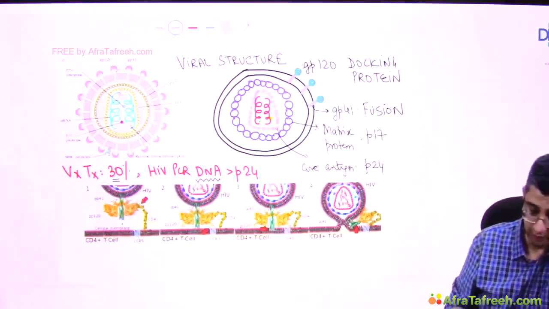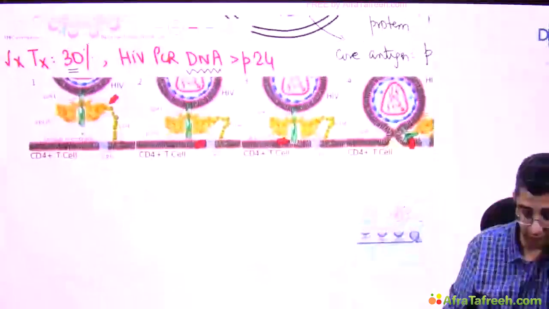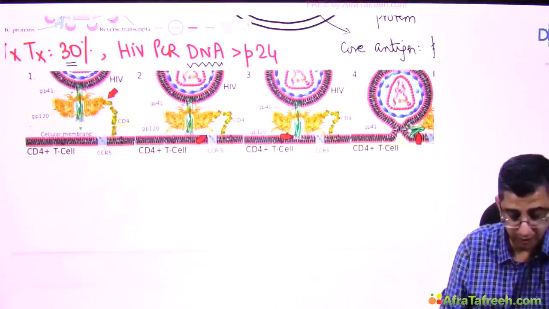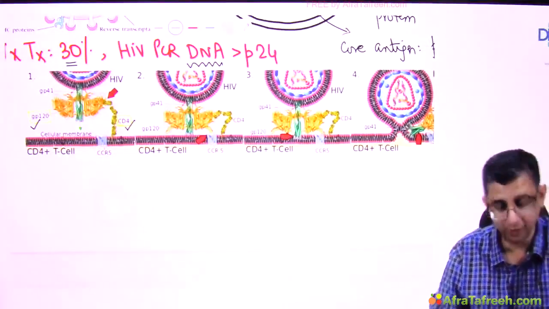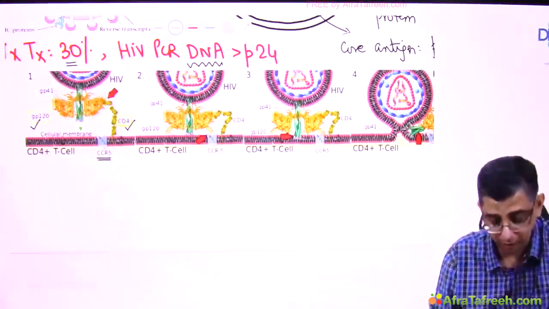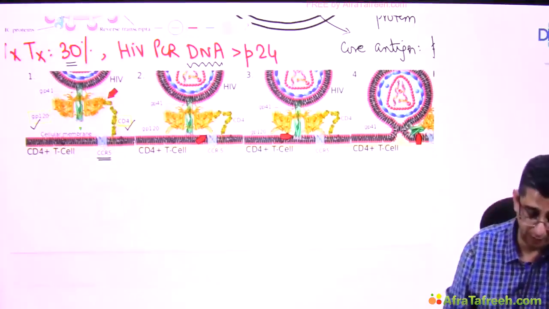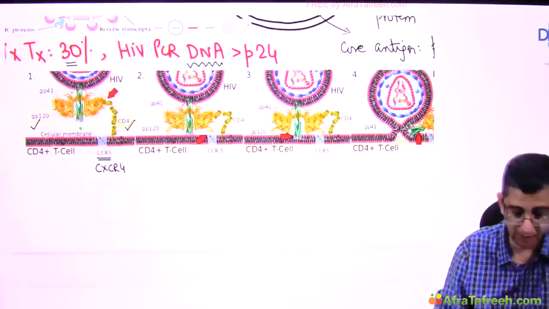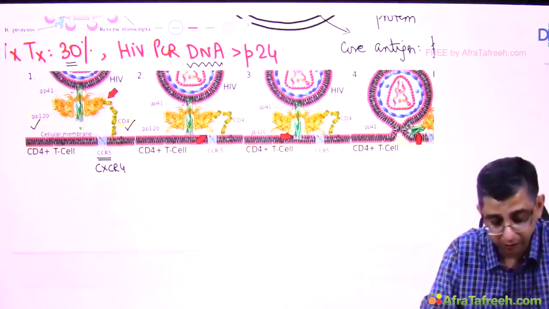So let's have a look at these four diagrams which are shown here before you. In the first one you can notice that GP120 is attaching to the CD4 receptor on the cell. Along with this, you can also notice a co-receptor. The co-receptor that is present here is called CCR5. In fact, there are two co-receptors which are to be remembered. One is CXCR4, second is CCR5, and they are present on the CD4 cells.